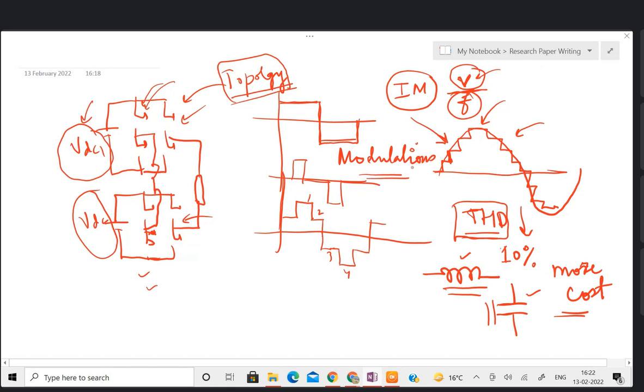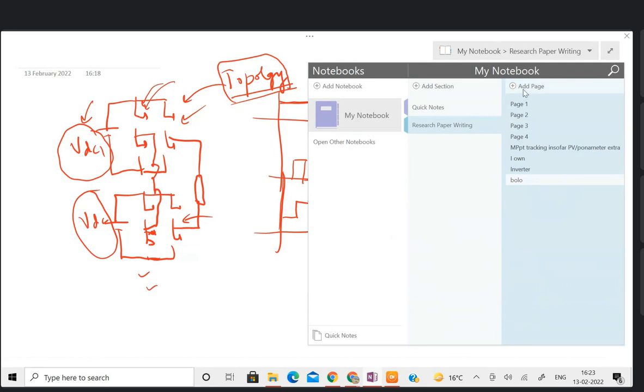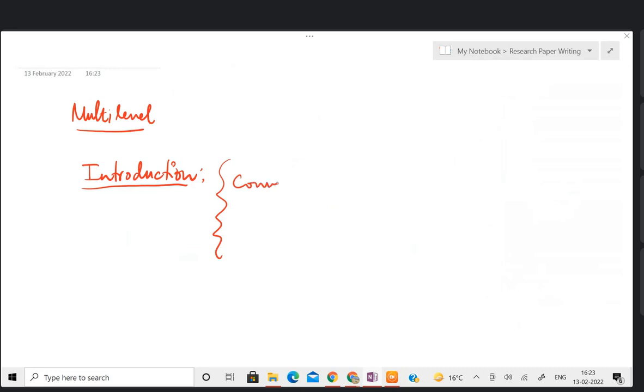Okay, so this is one of the areas in which you can work. When you are writing a paper on multi-level inverters, again you have to start with the introduction, and then I will be sharing with you some of the papers. You have to thoroughly read them. First, you have to mention the problem with the conventional inverter and come up with the possible solutions.